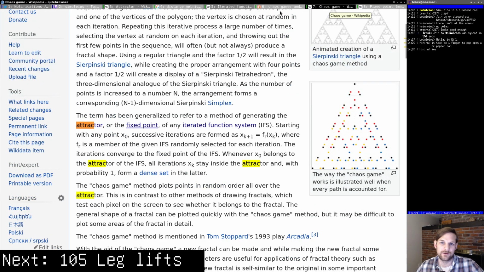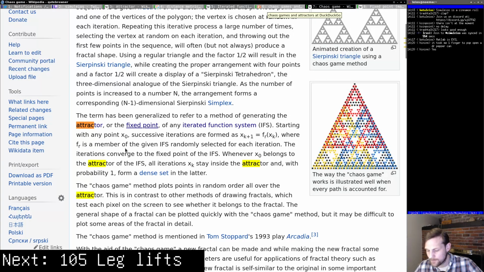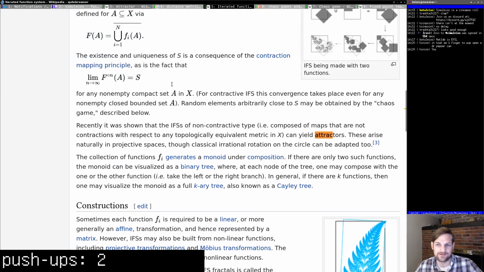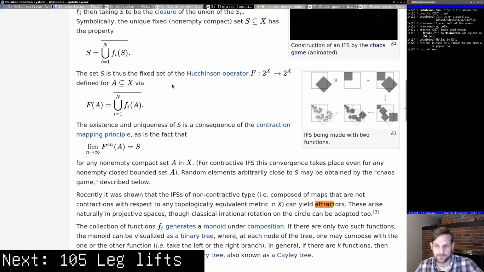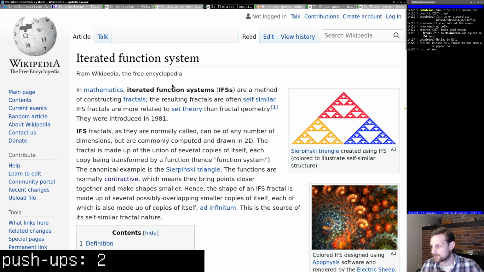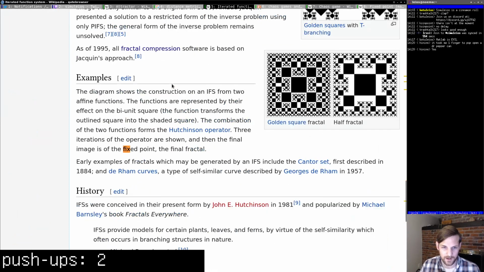Not sure. So maybe what they're saying is that the iterative function system might not have an attractor, but instead has a fixed point, which is maybe the difference. Like, an attractor is a specific shape, whereas a fixed point is any output of an iterative function system. So let's go here to fixed point.